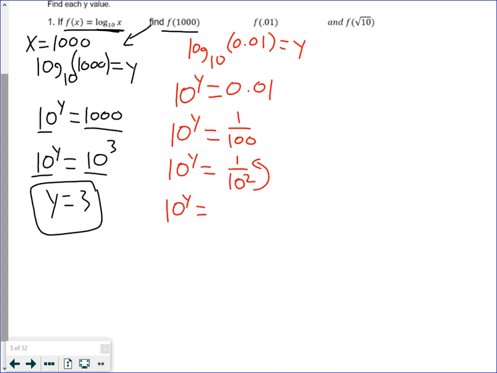So 1 over 10 squared is the same thing as 10 raised to the negative 2. You change the sign, and you can move it to the other side of the fraction, from bottom to top or top to bottom, it doesn't matter, as long as you change the sign. So now that we have the same base of 10 on both sides, we can see that y equals negative 2.